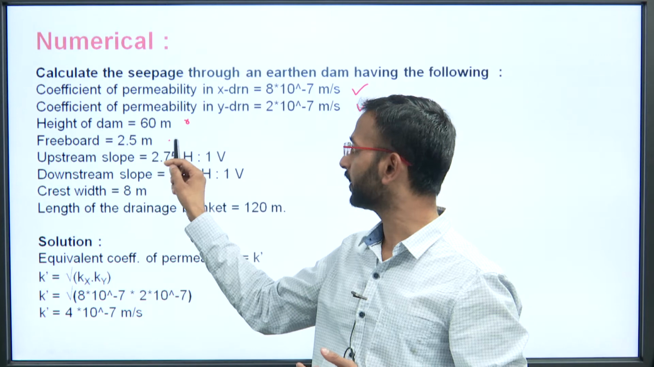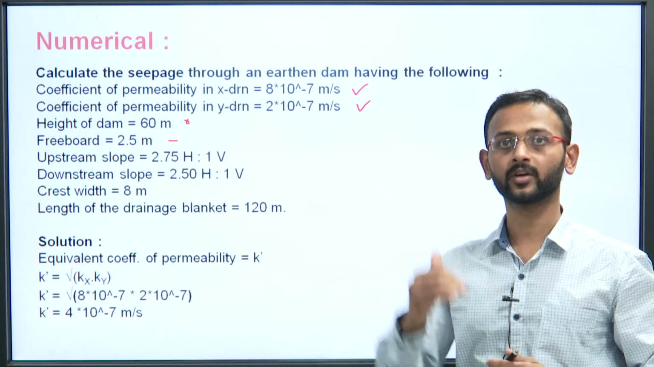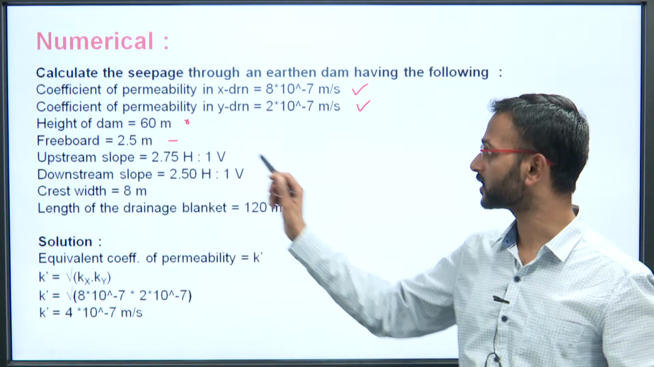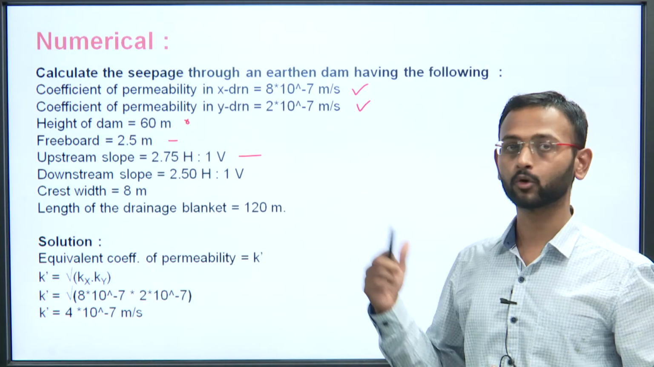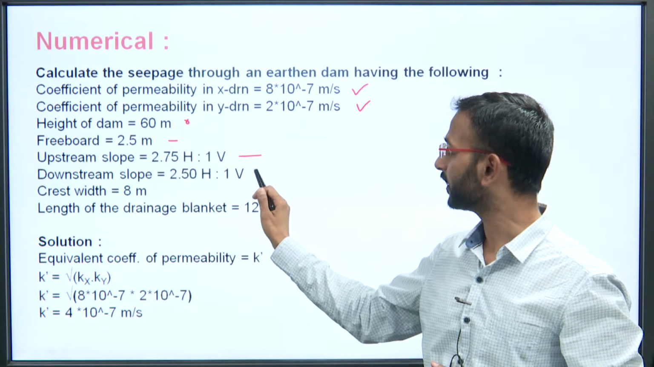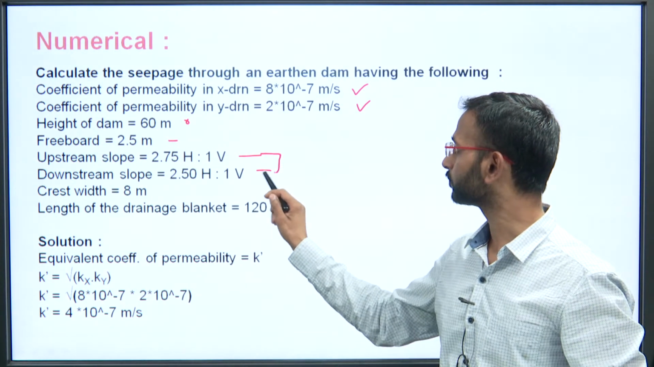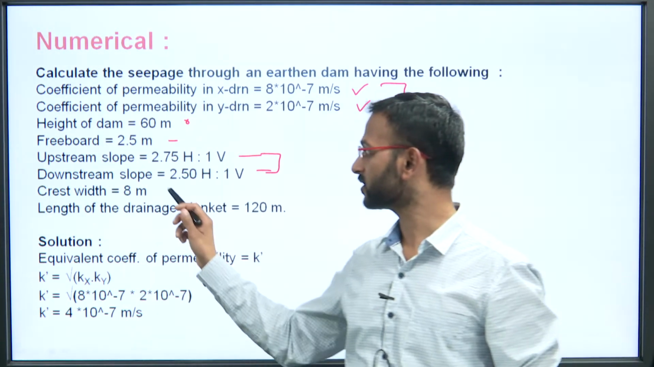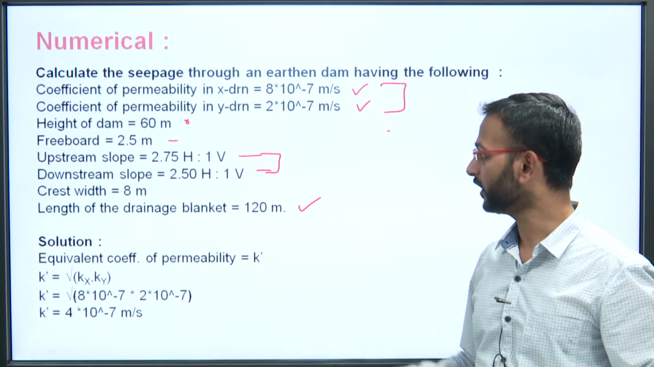Freeboard is 2.5 meter, that is the water level is at what difference. Then upstream slope is given as 2.75 horizontal is to 1 vertical, and downstream slope is slightly different, it is 2.50 horizontal is to 1 vertical. So, these two things are there, the coefficient of permeabilities are given to you, and then the crest width is 8 meters, and the length of the drainage blanket is given as 120 meters.